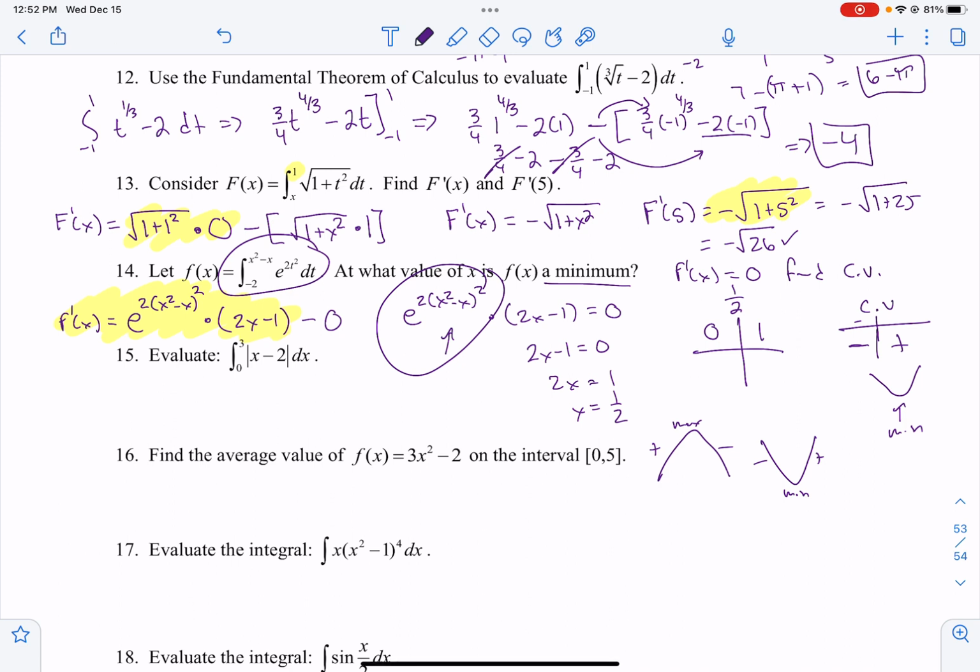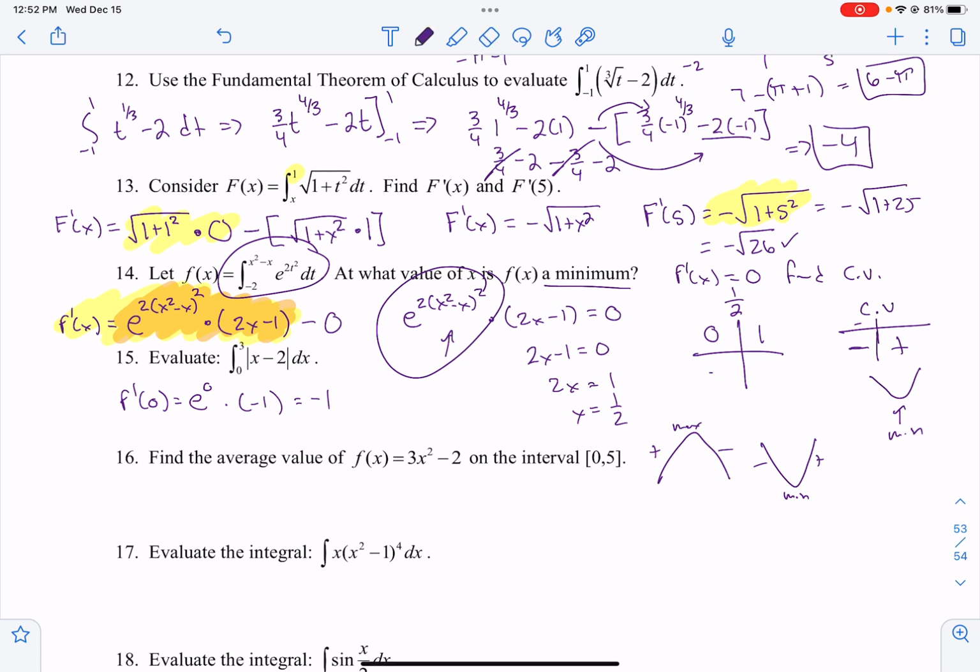So when I plug 0 into my slope formula, I am plugging into this one right here. When I plug a 0 into that, f prime of 0 becomes e to the 0 times negative 1. Well, e to the 0, anything to the 0 is just 1. So that becomes negative 1. So this is a negative, and I don't care about the 1. All I care about is that this gives me a negative. So that means my function is going down.